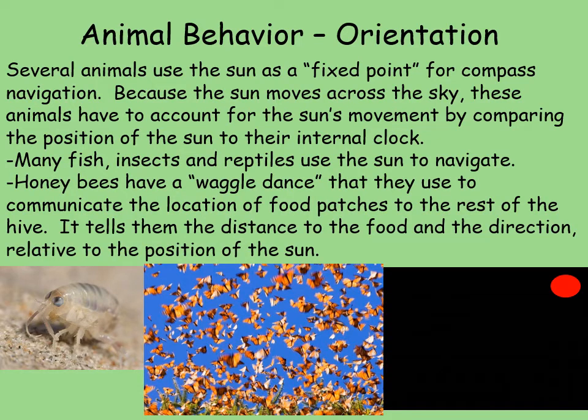Honeybees have evolved a special type of language called a waggle dance, and they use this to communicate the location of food patches to the rest of the hive. It tells other bees the distance towards food and the direction of the food, as well as what type of food is available there relative to the position of the sun. So it's a pretty complex symbolic language that they use when they dance to communicate. Here's a little video showing you some of this waggle dance.